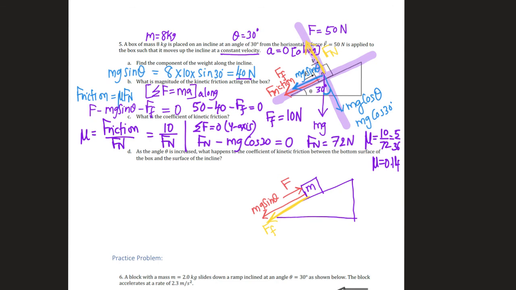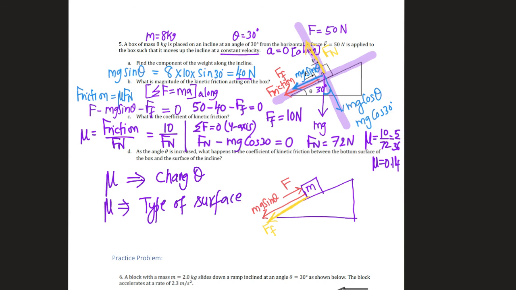Then it's asking us, as angle theta is increased, so this theta, that is 30 degrees increase, what happens to coefficient of kinetic friction between the bottom of this box and the surface of the incline. So it's asking what's the value, how is mu affected if we change theta. Now mu is depending on the type of surface. So as long as we don't change the surface, we can see that we have the same surface which we are using. Just by changing the angle, the surface is not going to change. It will remain as smooth or as rough as it was before. So there will be no effect on mu.